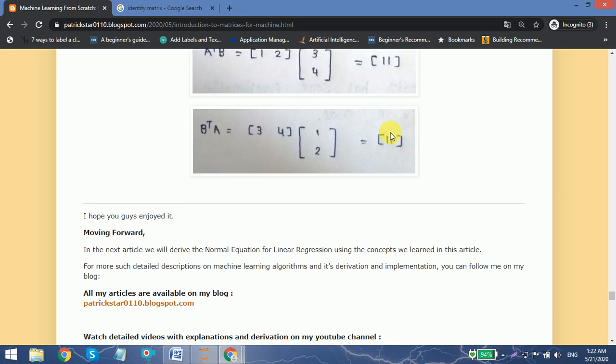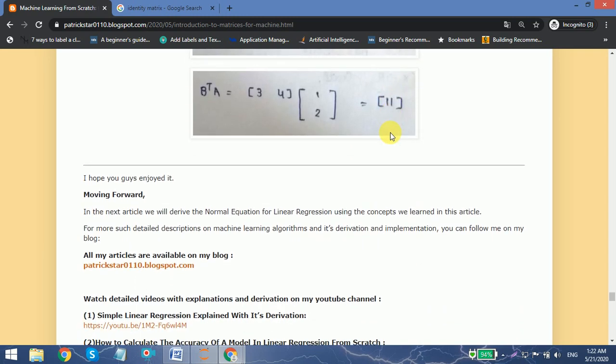Okay, so I hope you guys enjoyed it, and in the next video we are going to derive the normal equation for linear regression using the concepts we learned in this article. In the next video we are probably going to find the slope and intercept of our system of equations, or what do we say, our data points, to find the best fit line using only matrices.